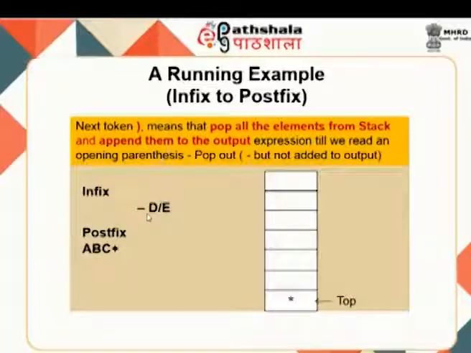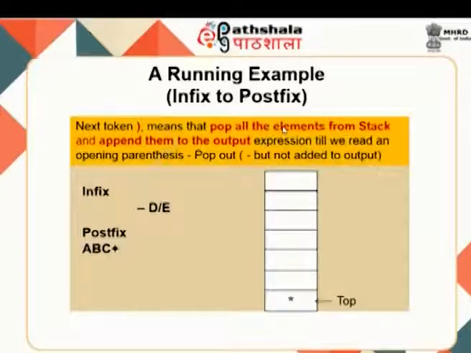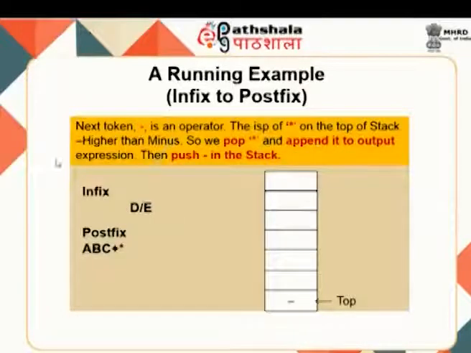Now, minus is an operator. The ISP of star, the multiplication operator, is higher than that of minus. So, we have to pop that star and push the minus. You do a pop and a push together: you pop it out, append it to the output, and push in the minus. Next, what you see is D. D is just an operand, so it is appended to the output.